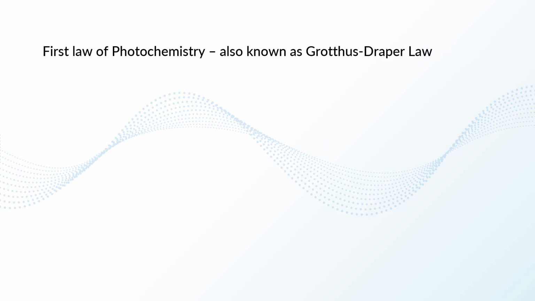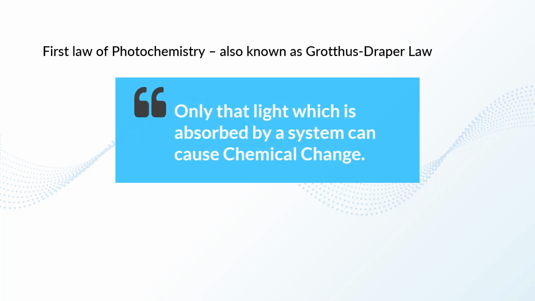A very early law, just like we have laws of thermodynamics, there is also a law of photochemistry. That is known as the Grotthuss-Draper law. And that says that only that light which is absorbed by a system can cause a chemical change.